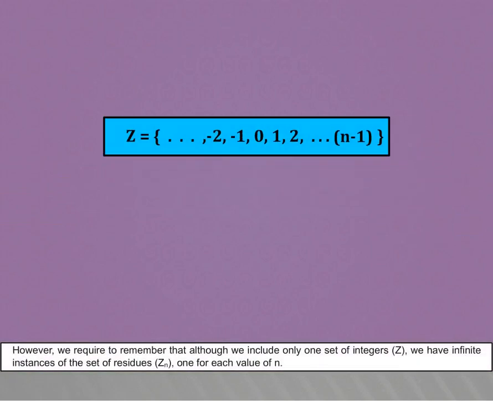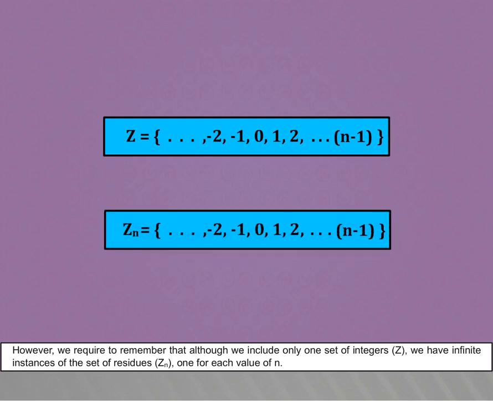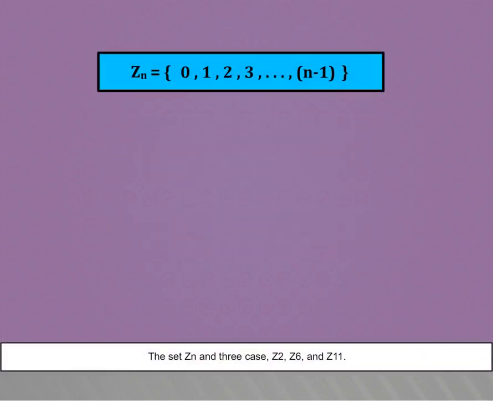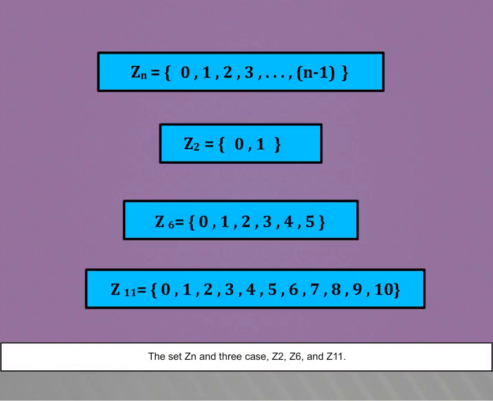However, we need to remember that although we include only one set of integers Z, we have infinite instances of the set of residues Zn, one for each value of n. The set is Zn, and three cases: Z2, Z6 and Z11.